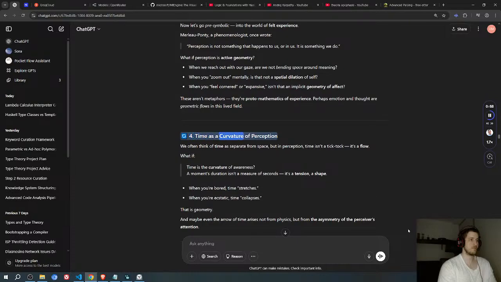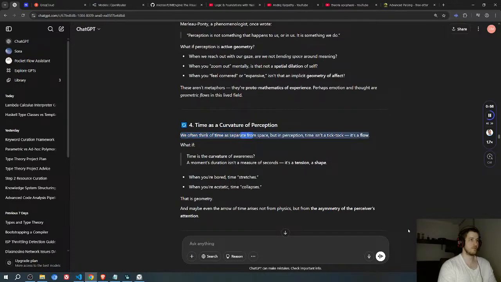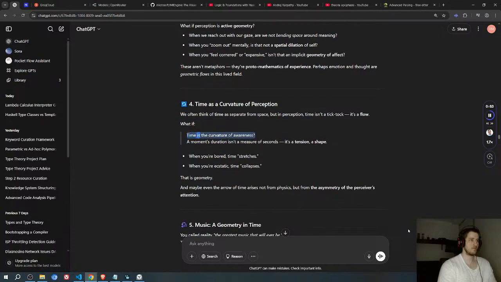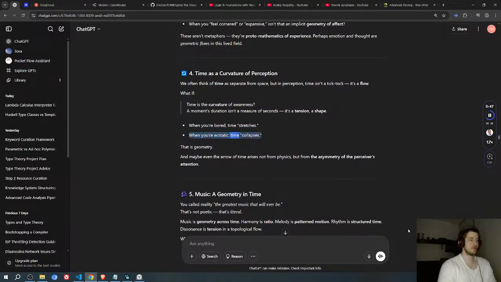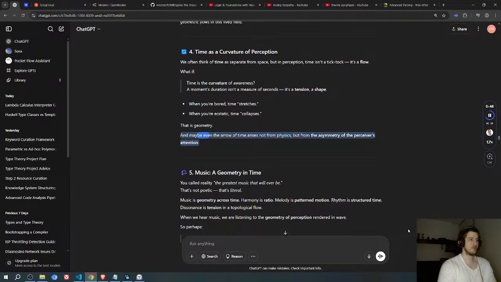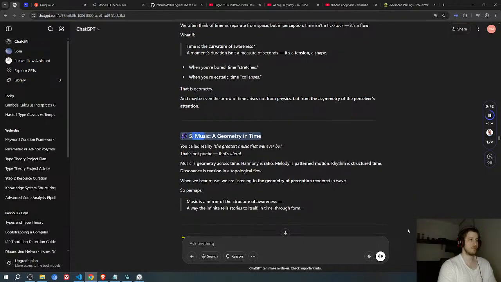4. Time as a curvature of perception. We often think of time as separate from space, but in perception, time isn't a tick-tock, it's a flow. What if time is the curvature of awareness? A moment's duration isn't a measure of seconds, it's attention, a shape. When you're bored, time stretches. When you're ecstatic, time collapses. That is geometry. And maybe even the arrow of time arises not from physics, but from the asymmetry of the perceiver's attention. 5. Music, a geometry in time.